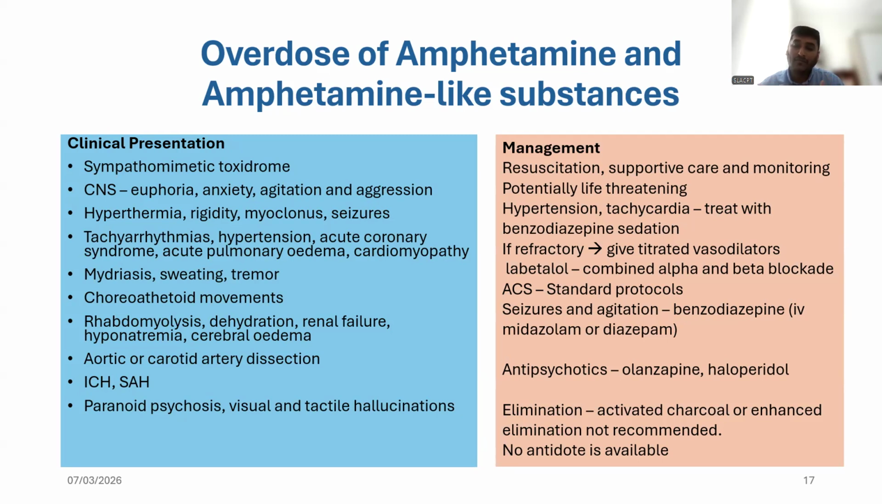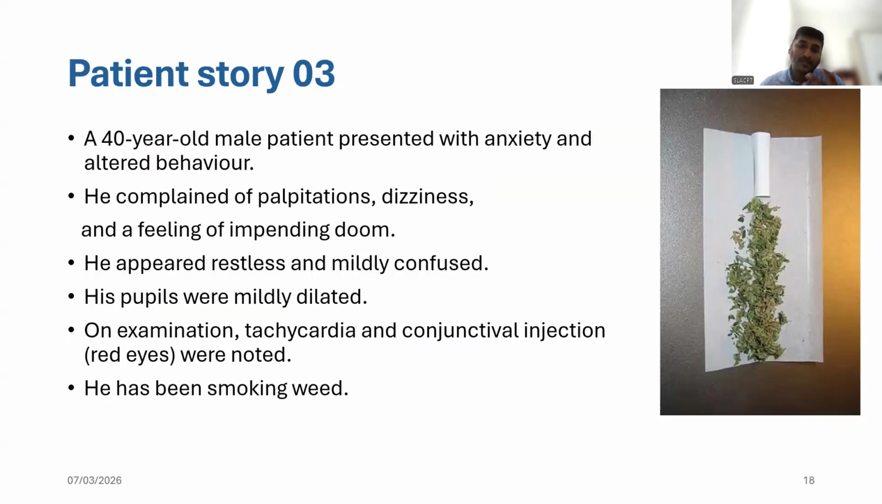Otherwise, we would prefer an alpha blocker like phentolamine if you want to control blood pressure in this kind of patient. And patients can also have seizures, so they will be managed with benzodiazepines. And if they have psychosis, antipsychotics have a place, olanzapine and haloperidol. In this overdose, there's very little evidence for activated charcoal and enhanced elimination, and particularly we don't have any antidote. So that is about methamphetamine overdose.